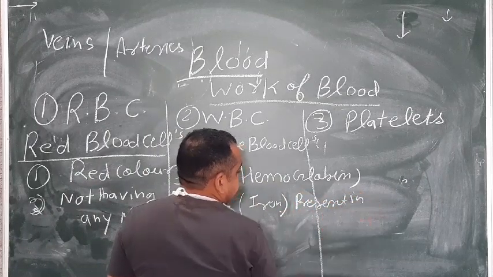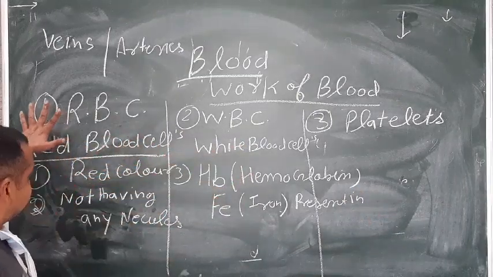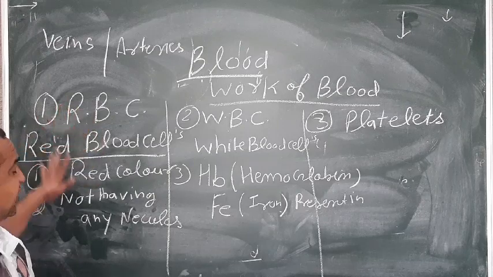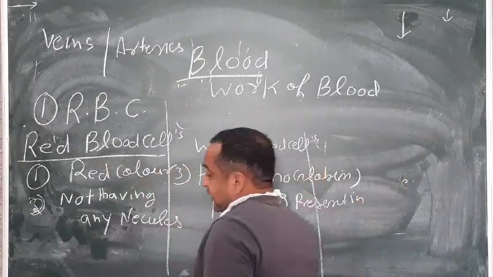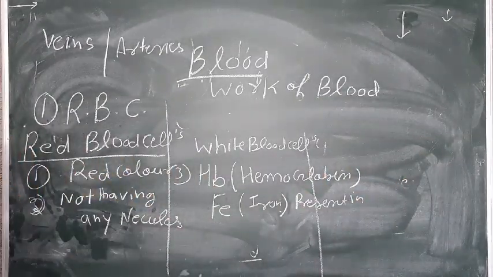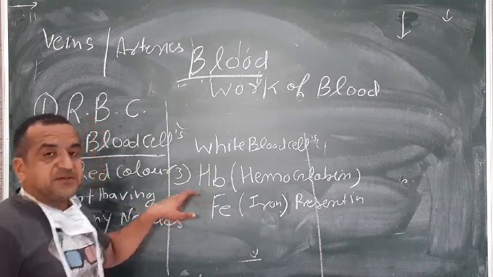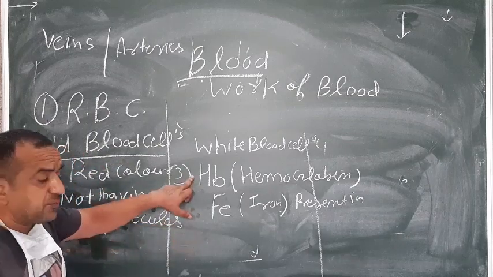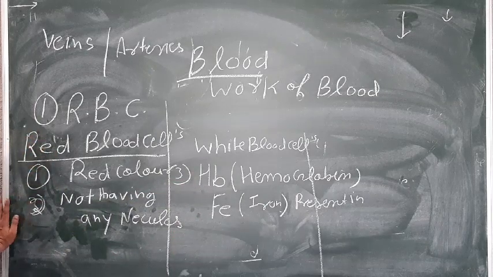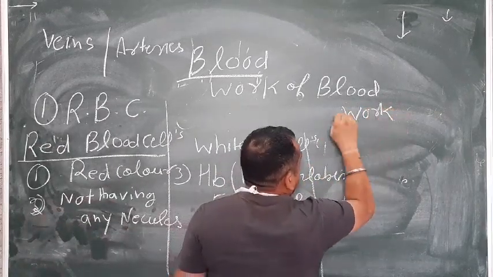The blood is divided into three parts: RBC, WBC, platelets. We are studying the first one, RBC. RBC full form is red blood cells. The name shows it is red in color. The red color is the reason of hemoglobin, and hemoglobin present in RBC contains iron. RBC does not have any nucleus. That's good.